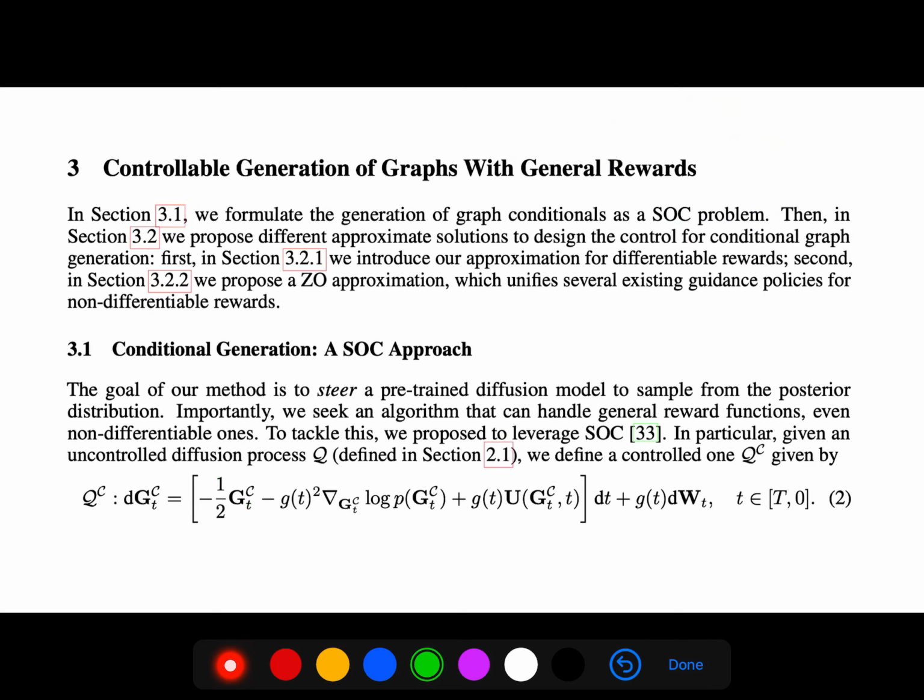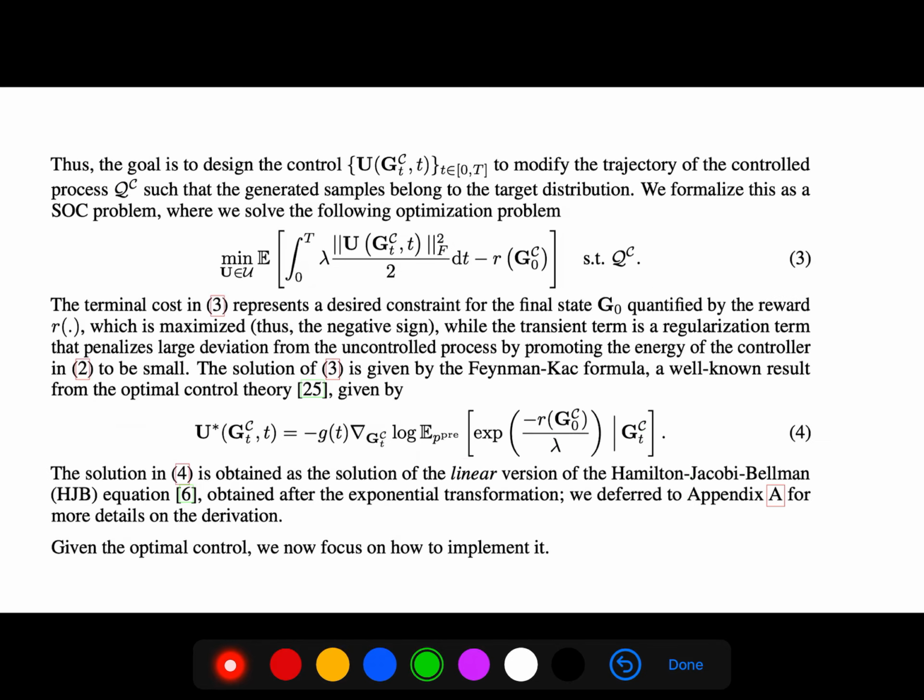So what is this SOC approach? The goal of our method is to steer a pre-trained diffusion model to sample from the posterior distribution. Importantly, we seek an algorithm that can handle general reward functions, even non-differentiable ones. To tackle this, we propose to leverage SOC. In particular, given an uncontrolled diffusion process Q, we define a controlled one, this Q controlled. So the goal is to design this control.